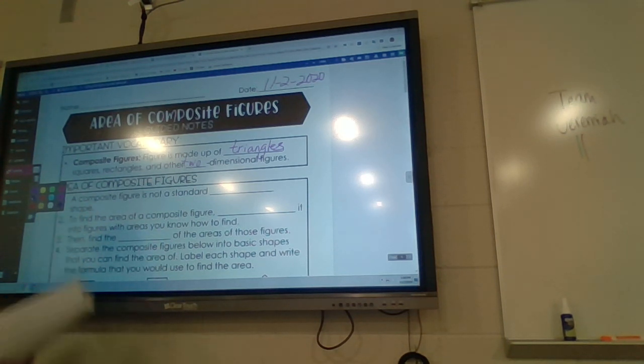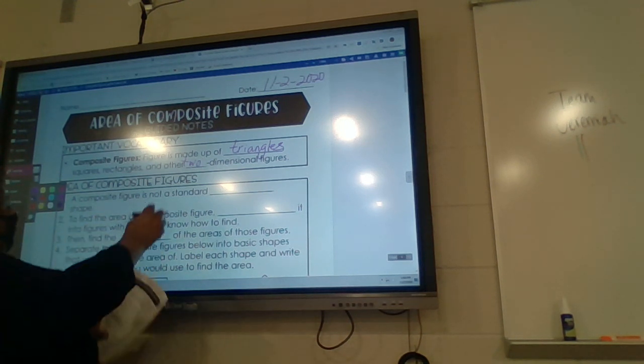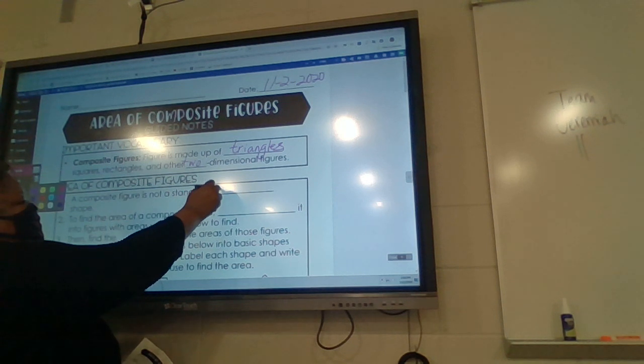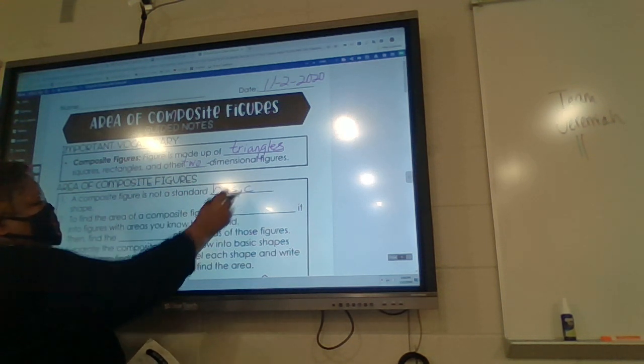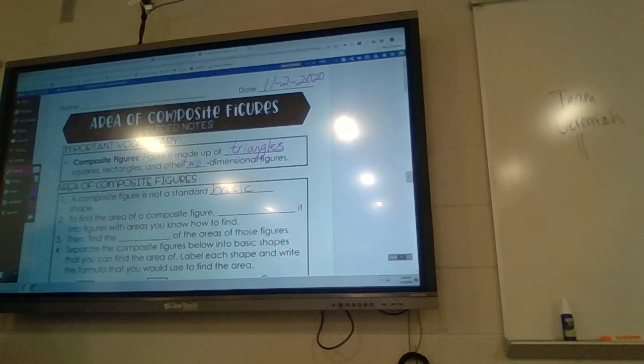Okay, let's see if anybody's still writing. A composite figure is not a standard basic shape. So it won't be a square or a triangle or anything like that. It's going to be made up of more than one of those types of polygons, okay? So a composite shape is going to be made up of more than one of the polygons that we've just studied.